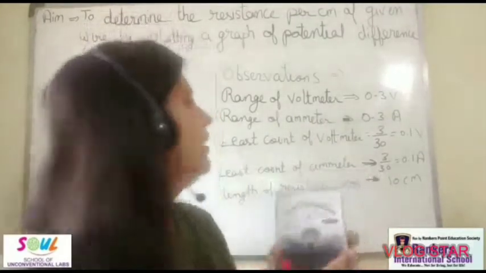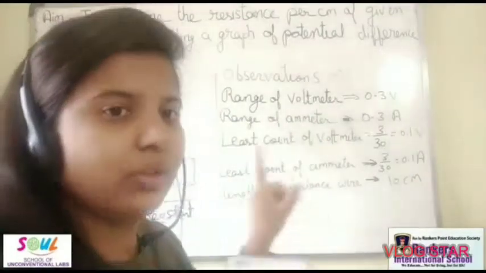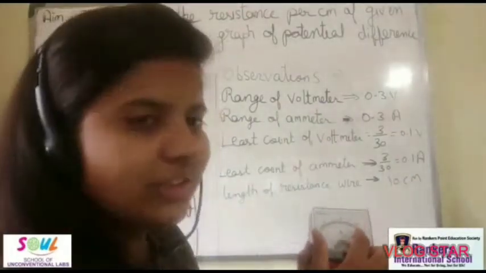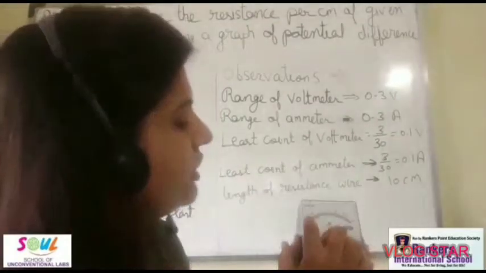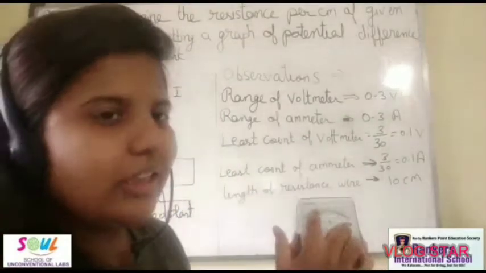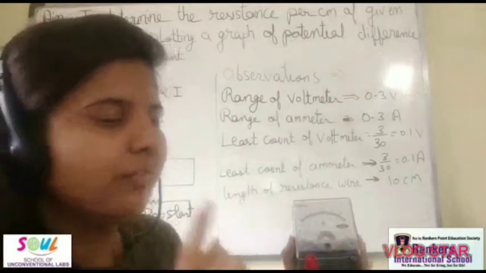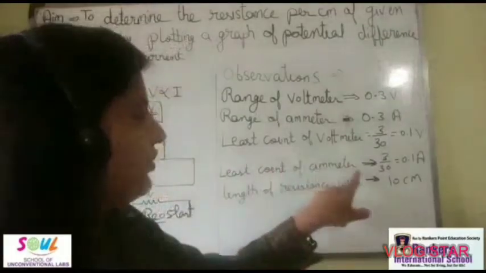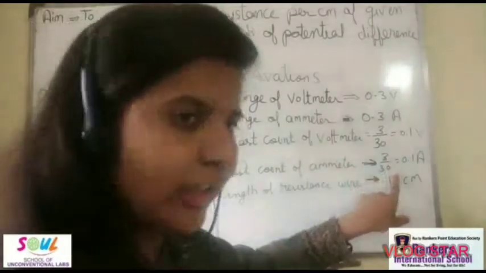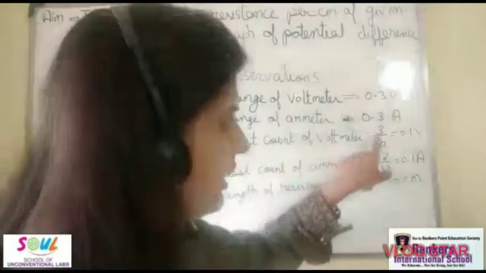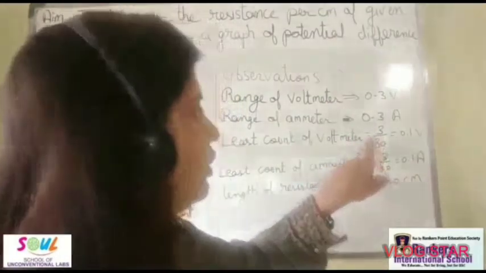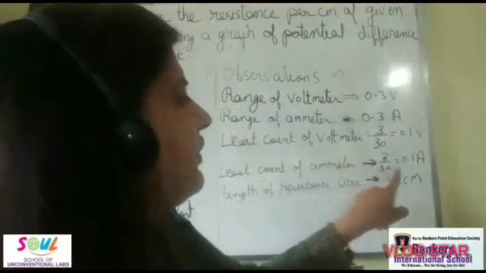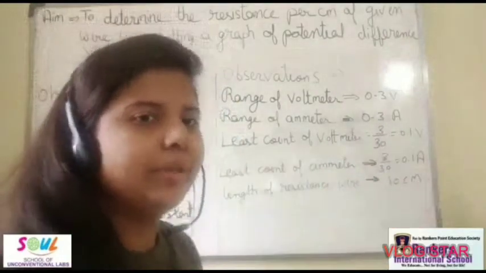For calculating the least count of the devices, we use the number of divisions and the measured value. You all see there are a total of 30 divisions which measure 3 ampere current. So for the least count of the ammeter, we divide 3 by 30, and for the least count of the voltmeter, we divide 3 by 30. So the least count of the voltmeter is 0.1 volt and the least count of the ammeter is 0.1 ampere.